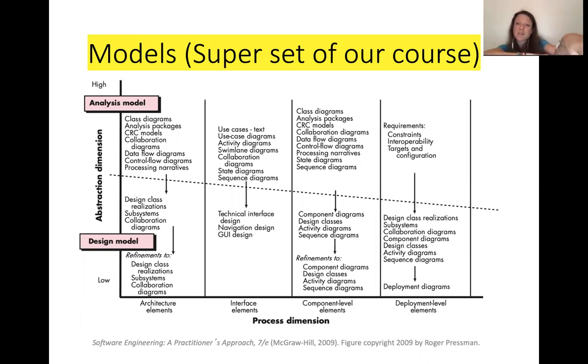And then you see this dimension on the left that says abstraction. So it's really important that at the beginning, you have more abstraction. You abstract from the how. You really talk just about what are the things that need to be represented and what are the things that need to get done. And then in the design models, you talk about how are they going to be represented and how are they going to get done.